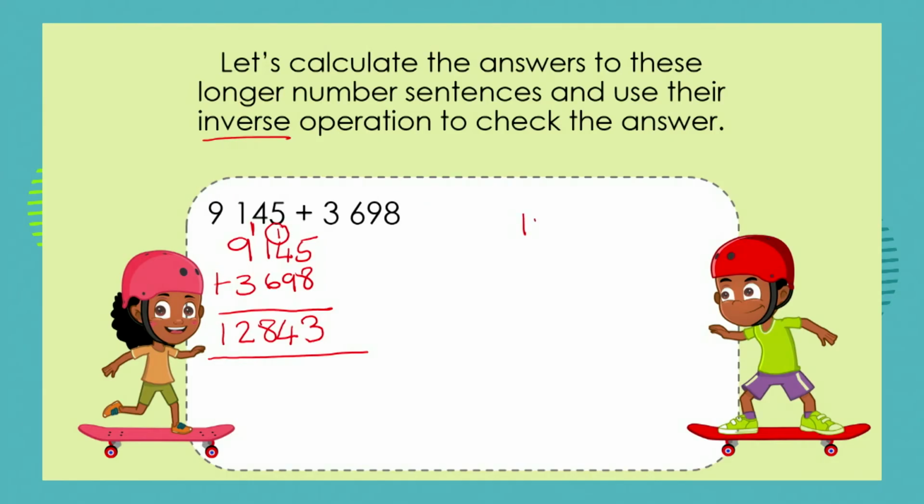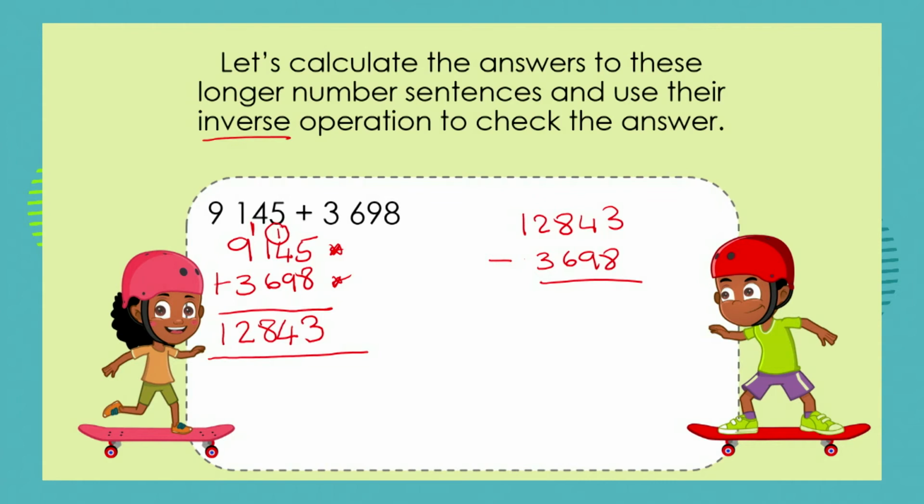So now we are going to use the inverse operation to check if we got the correct answer. So we take the 12,843, we change to the inverse operation, minus, and then we say minus 3,698. You can use either or. You can minus this number or this one. Let's see what our answer is.